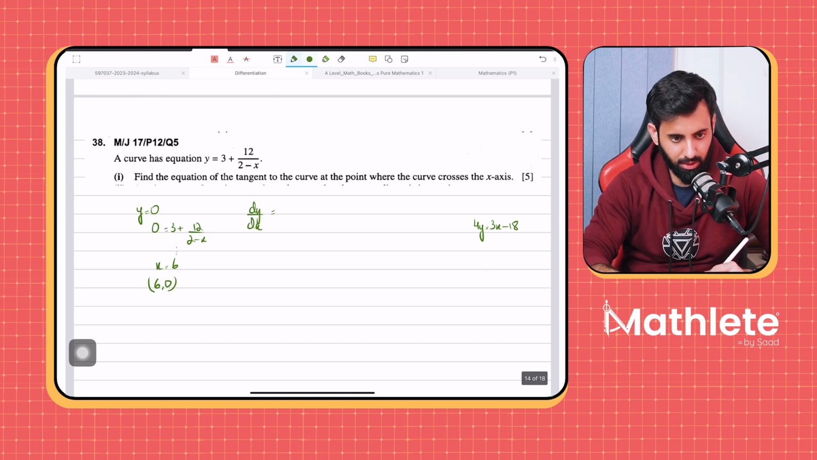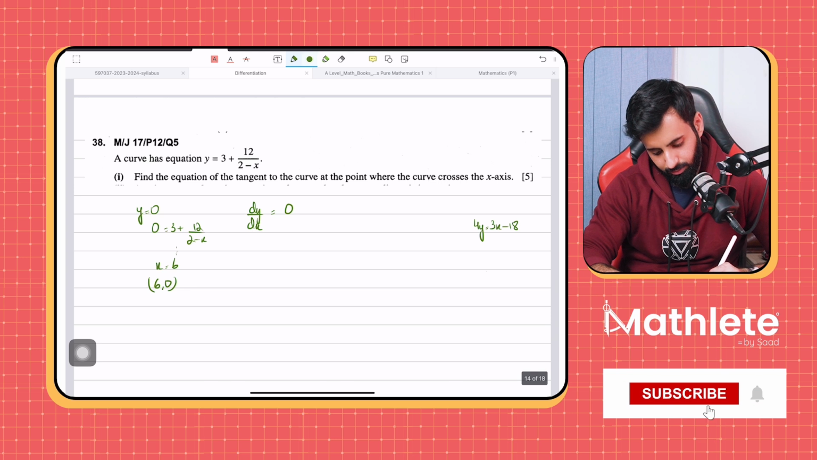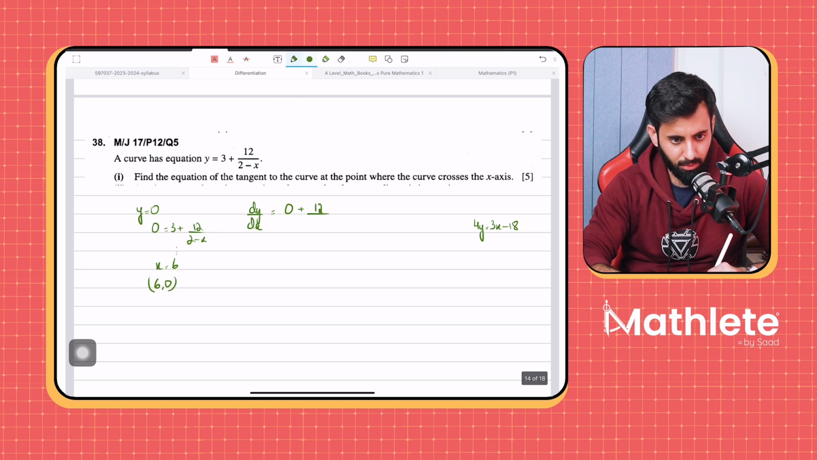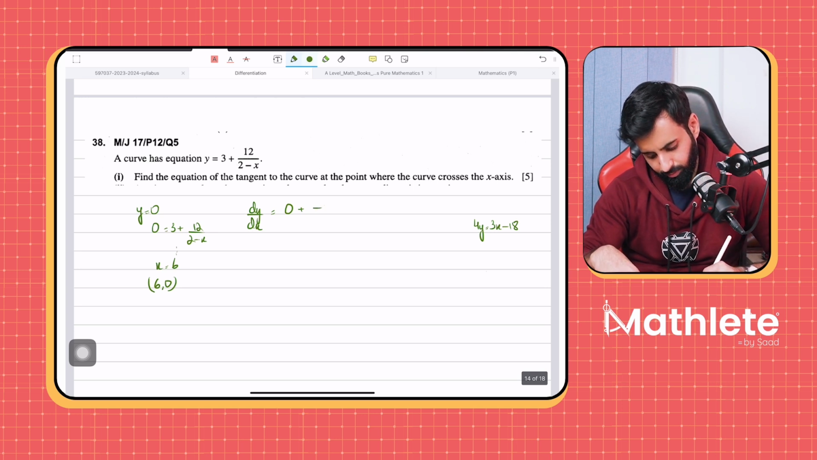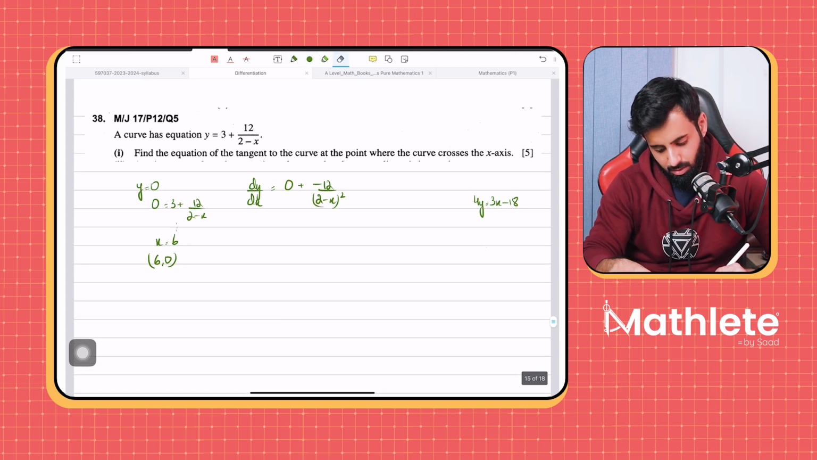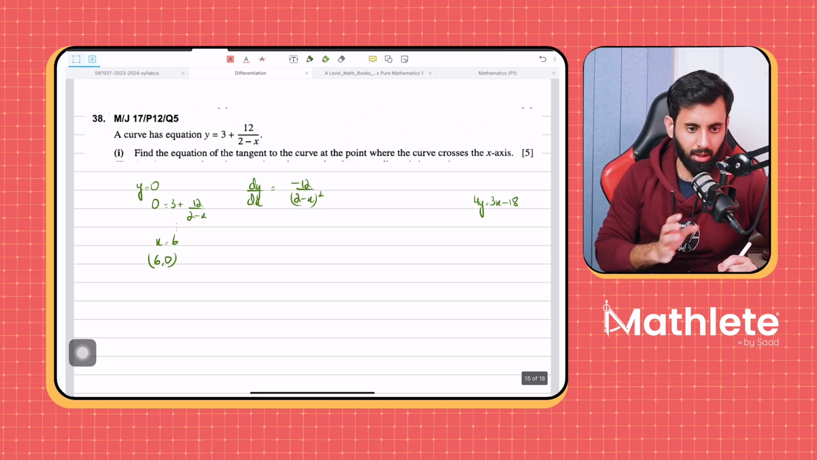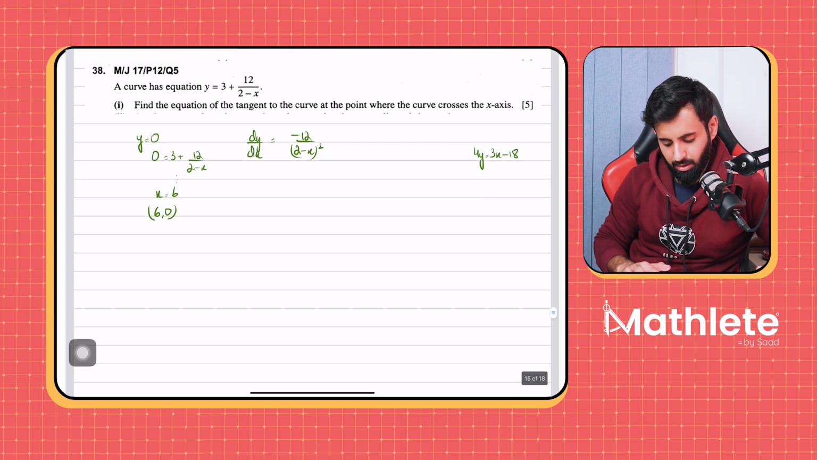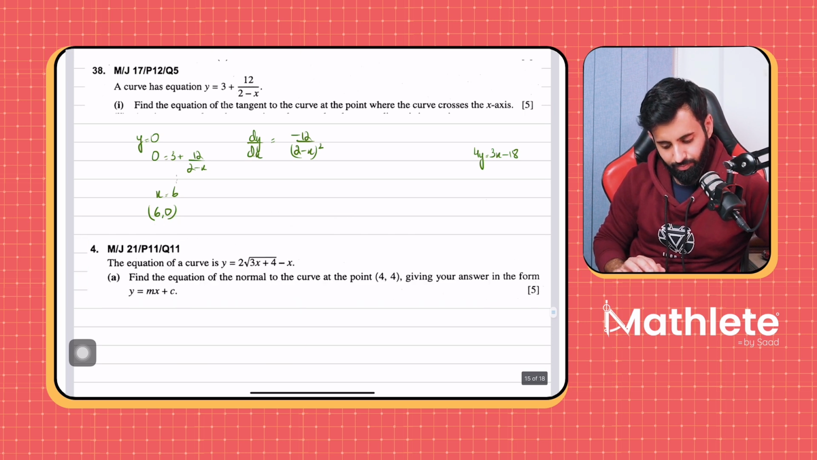Then tell me what dy by dx looks like. So it's 12 upon minus x plus 2 whole square. Shouldn't it be minus 12? Minus 12 over 2 minus x, the whole thing squared. Yep, it should be minus 12, because when you multiply by the differential of 2 minus x, you multiply by minus 1. So this is what dy by dx looks like. Then you plug in x as 6, you have the gradient, and you already have the y coordinate, so you put the information together and find the equation.